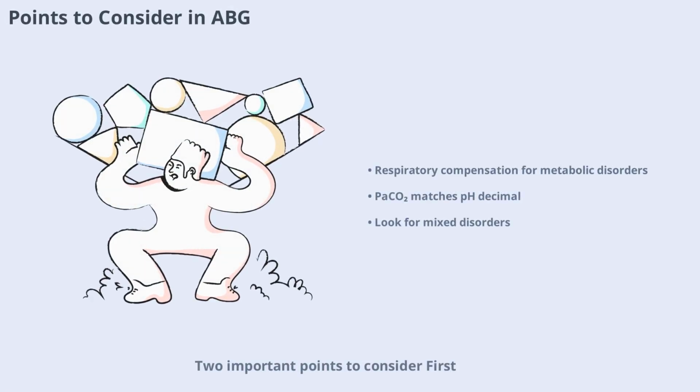Two important points to consider. First, compensation for metabolic acidosis and alkalosis should occur quickly via respiratory changes. PaCO2 should move in the same direction as pH. If compensation has occurred, PaCO2 should approximate the two numbers to the right of the decimal in pH. For example, pH 7.3, PaCO2 30. Second, physiological compensation rarely returns pH to normal except in respiratory alkalosis. If pH is normal and one disorder is identified, look for another.